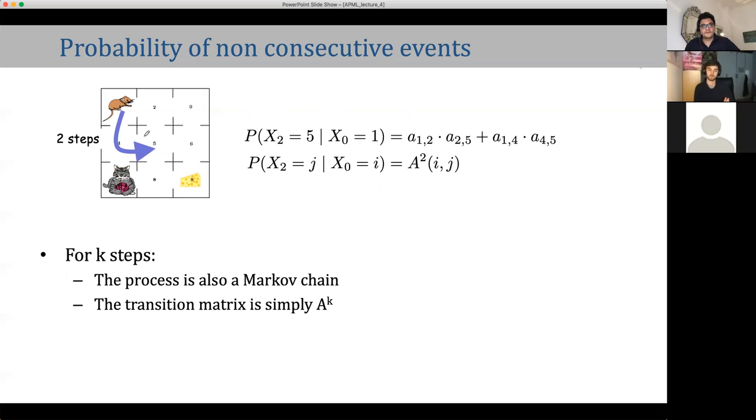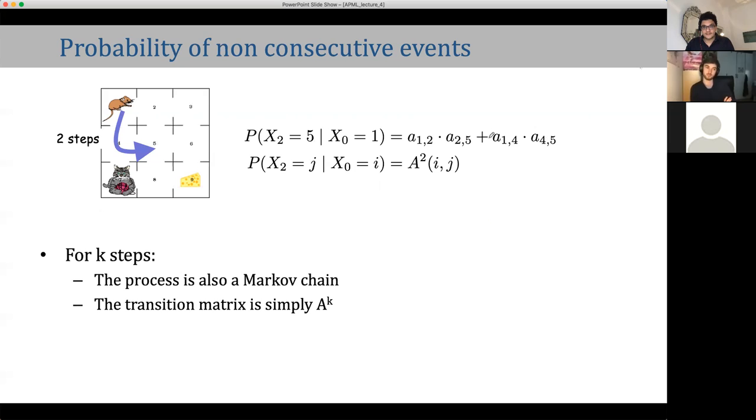To be able to do so, we first need to know whether we can compute the probability of non-consecutive events. So now let's imagine two steps. If I want to compute the probability of going from room 1 to room 5, what is this probability? Here I have two possibilities. Either I go from room 1 to room 4, and then from room 4 to room 5.